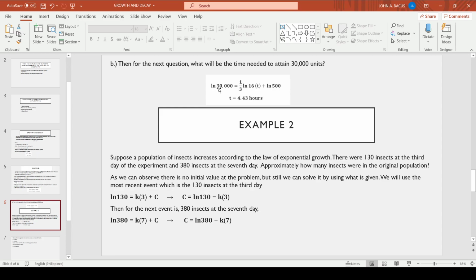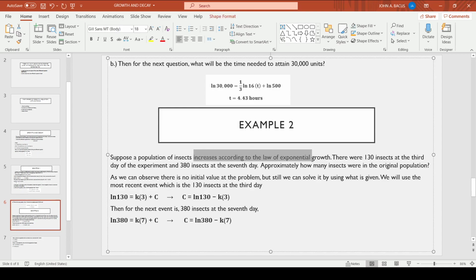Alright. So let's have another scenario. Suppose the population of insects increases according to the law of exponential growth. So the law of exponential growth, again, ln of P is equal to KT plus C. There were 130 insects at the third day of the experiment, and 380 insects at the seventh day. So approximately how many insects were the original population?